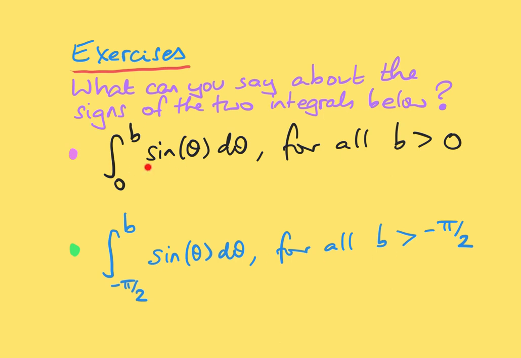So the integral of sine theta from 0 to b for all b greater than 0, and the integral of sine theta from minus pi over 2 to b for all b greater than minus pi over 2. So again, draw the integrands with pen and paper, and then once you've done that, you should be able to say something about their signs. On the next slide, I'll give you the answers, but have a go at it first. That's how you get something from a video like this.